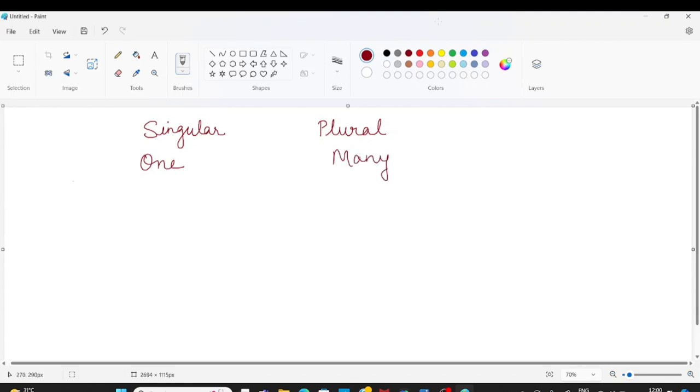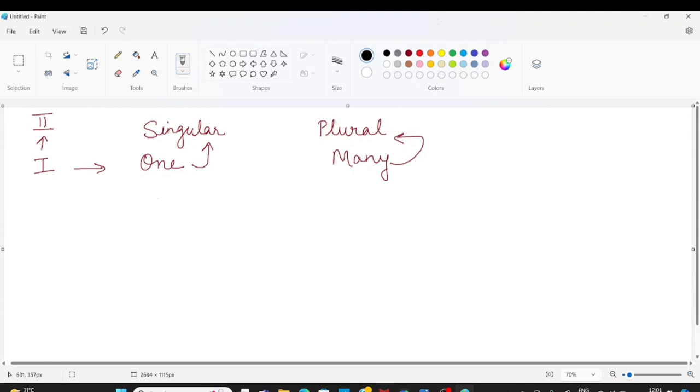We have already covered this in first standard, where we used to call it one and many. But as we are going higher, in second standard we call one object singular and many objects plural. So we will help our children to remember that one means singular, many means plural.